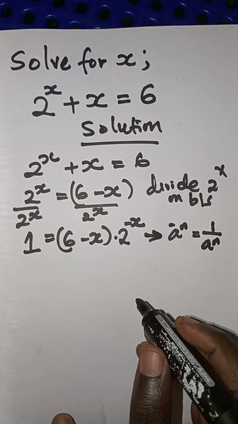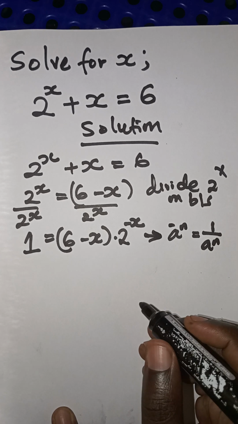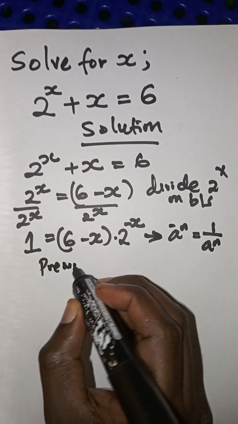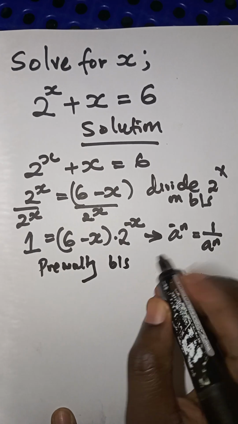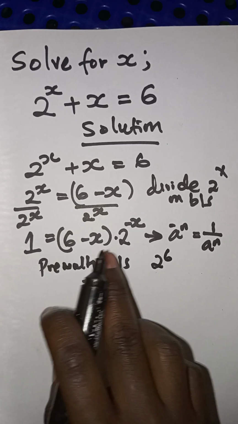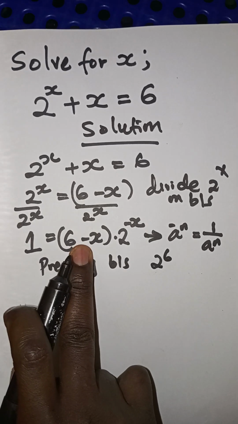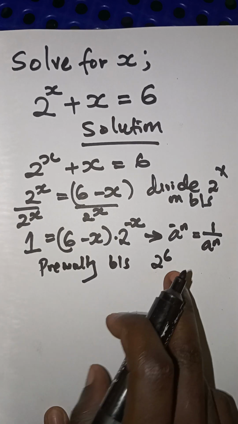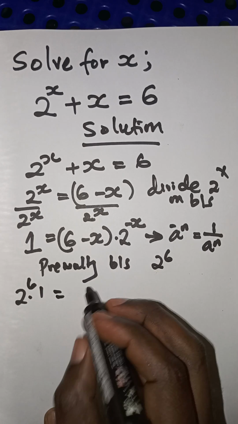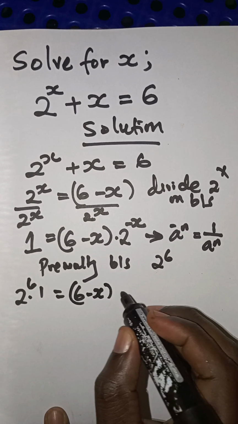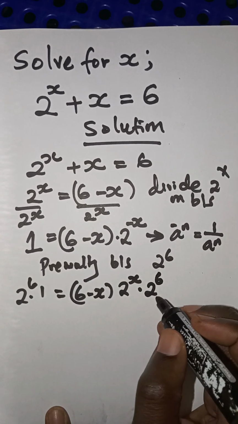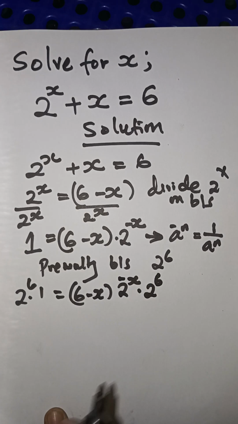Next step, I'm going to pre-multiply both sides using 2 raised to power 6, since I want to ensure that the power is the same as this bracket. So when I multiply both sides by 2 raised to power 6, then I'm going to get 6 minus x multiplied by 2 raised to x multiplied by 2 power 6, but the x is negative there.